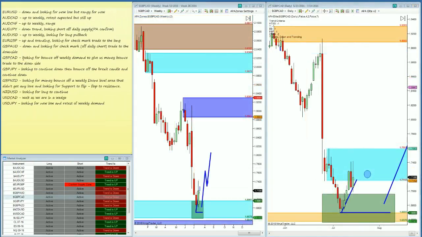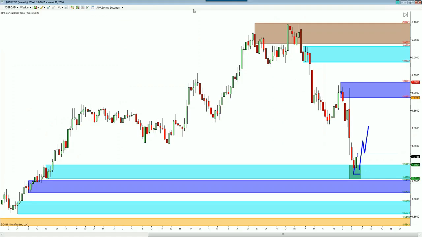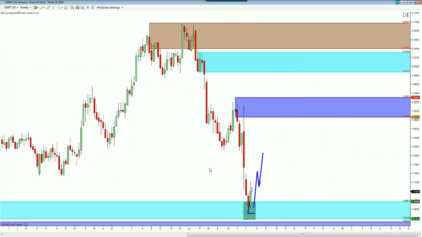All right, looking at the pound CAD or the GC markets, we are looking for a bounce off the weekly demand, okay, which has happened, and it should give us a money bounce for a possible trade to the downside here. All right, so has that happened? Well, I think it really has. All right, so we see the money bounce off the weekly level. All right, so we've gotten that part done.